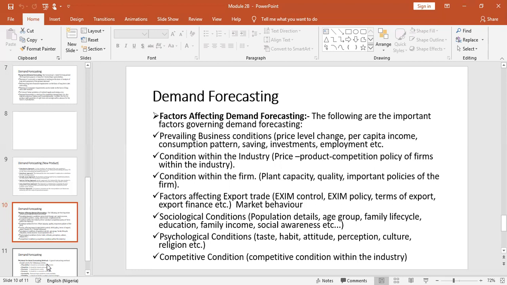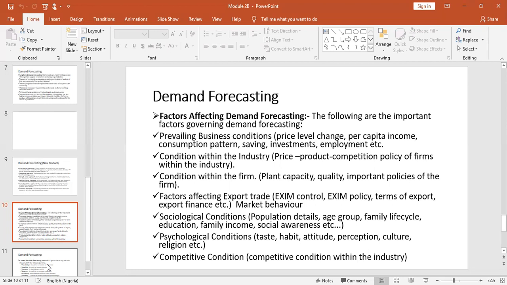Conditions within the firm: plant capacity, quality, important policies of the firm. Of course, it's also very important what a firm is, what policies a firm is pursuing for itself. Factors affecting export trade: EXIM control, EXIM policy, terms of export, market behavior. This one concerns companies that hope to go into the export business.